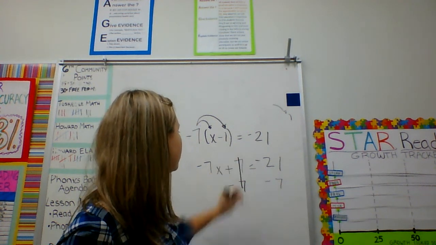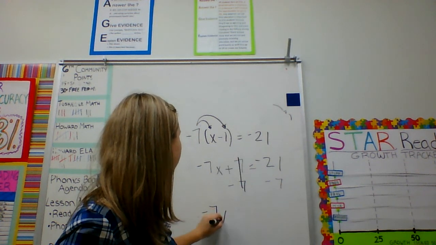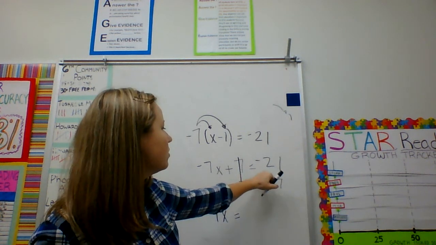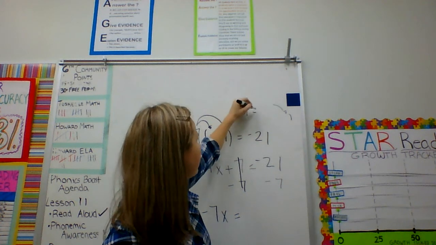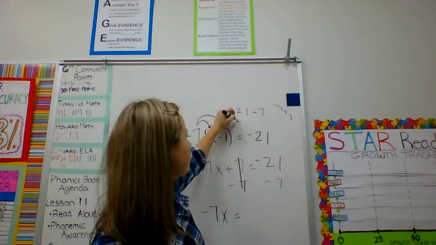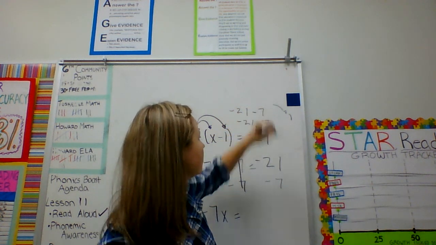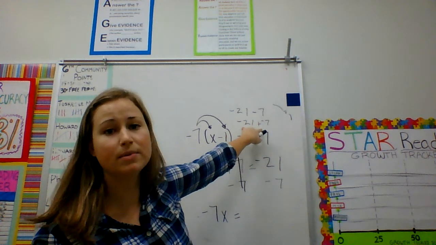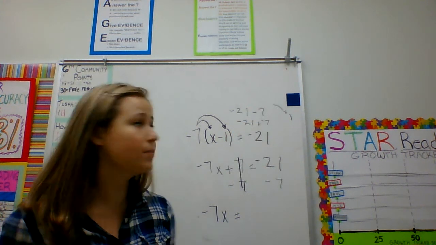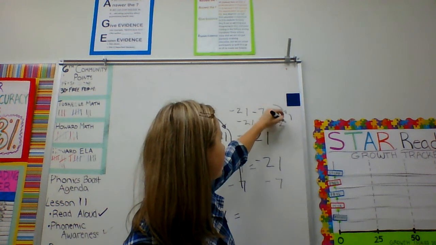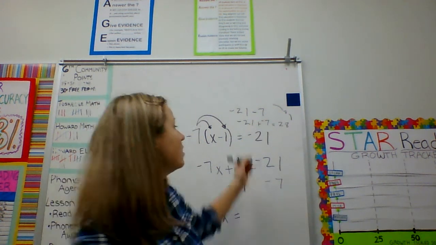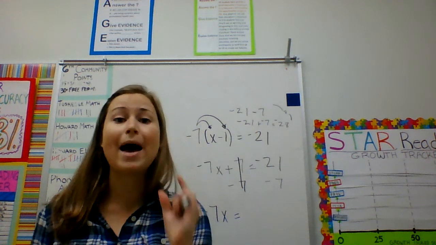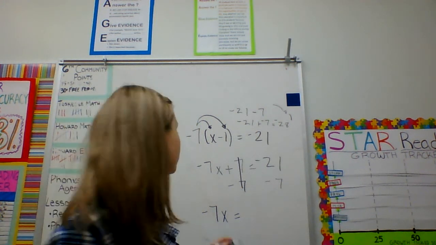So now I have -7x is equal to -21 minus 7. This is the same thing as -21 plus -7. I have the same sign, so I'm just adding my numbers together. 28. And because both of my numbers are negative, it means my answer has to be negative as well. This is true when I'm adding two negative integers.